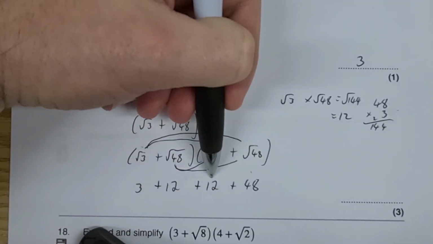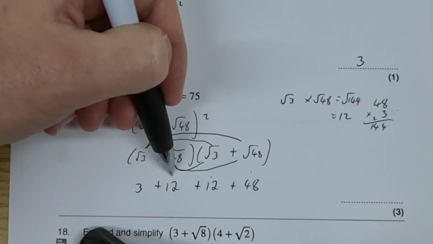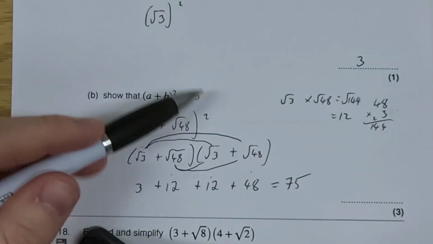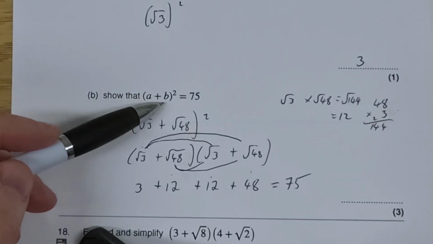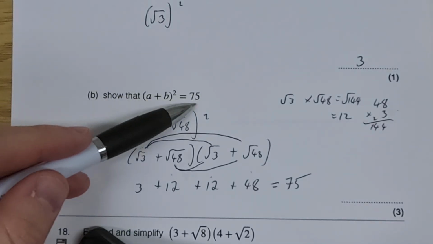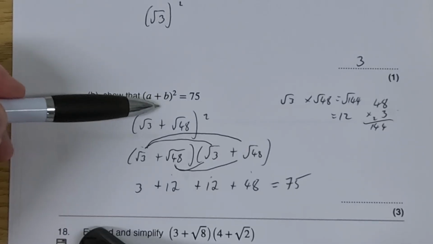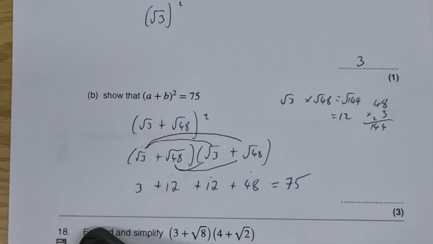Now 48 plus 12 is equal to 60, plus 12 is equal to 72, plus 3 is equal to 75, so 75. So that's it, we've shown it. We've shown that a plus b all squared is equal to 75 whenever a is equal to root 3 and b is equal to root 48. Okay, let's look at the next question, question number 18.